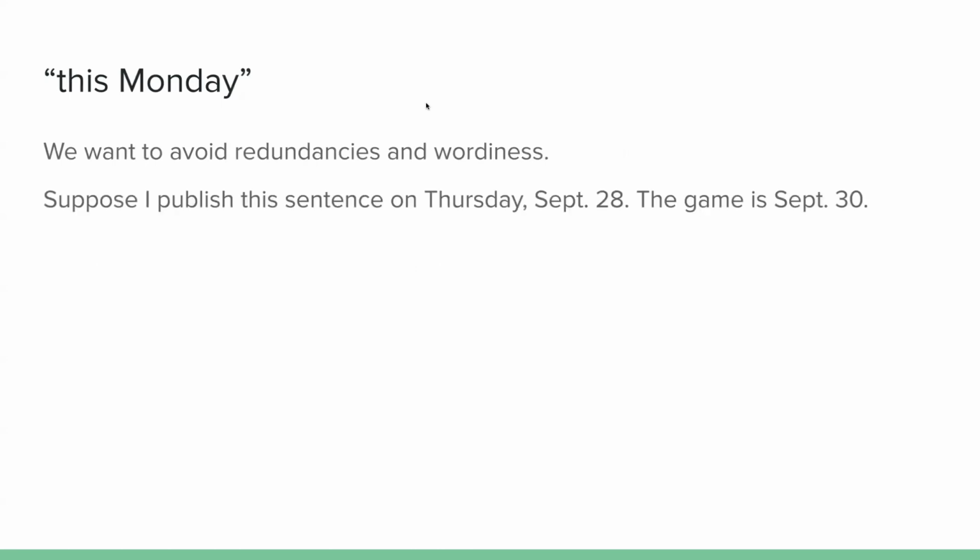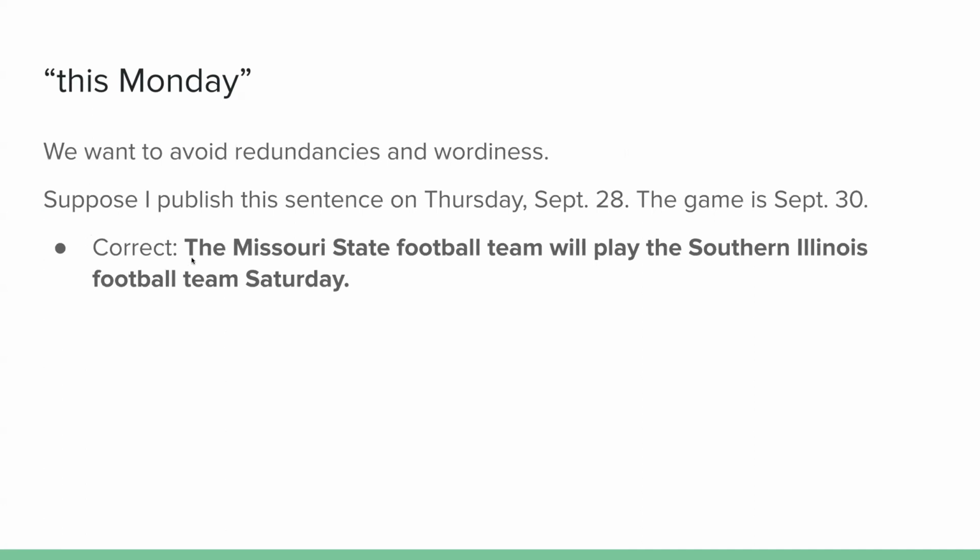Another one, a lot of people didn't quite understand this one, this Monday. Okay. We want to avoid redundancies and we want to avoid wordiness. So I want you to look at some examples here. Let's say that it is Thursday, September 28th. That's the day that I'm publishing this sentence. And the game that it's talking about is going to take place on September 30th. Okay. So look at this sentence. The Missouri State football team will play the Southern Illinois football team Saturday.